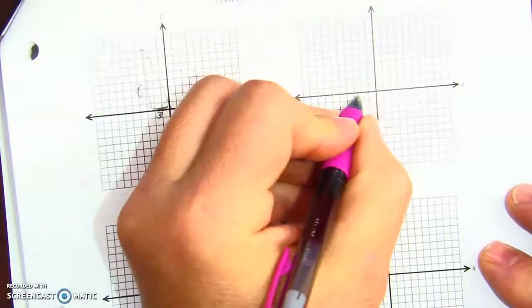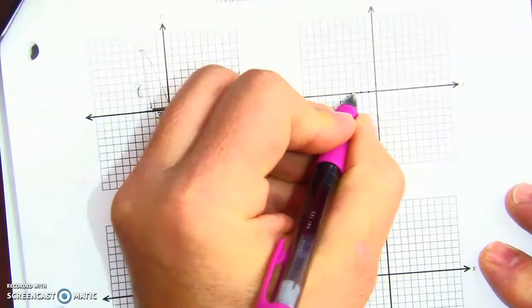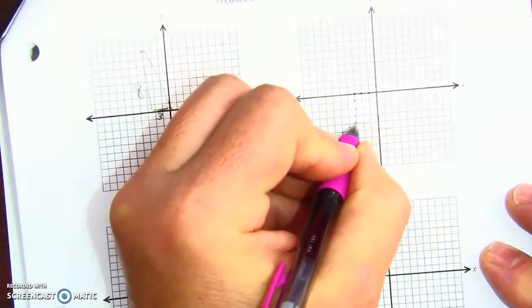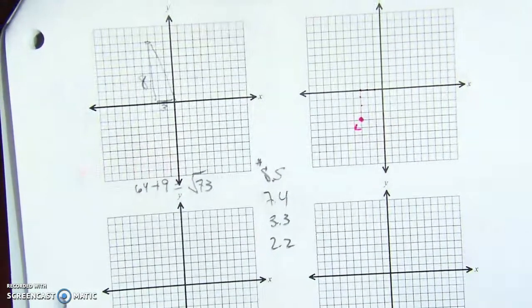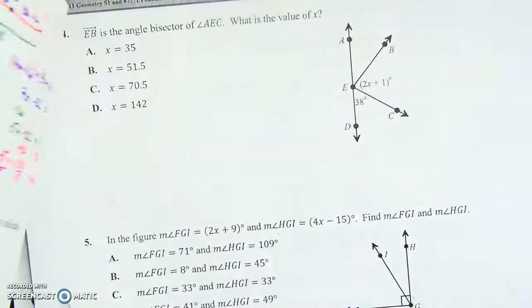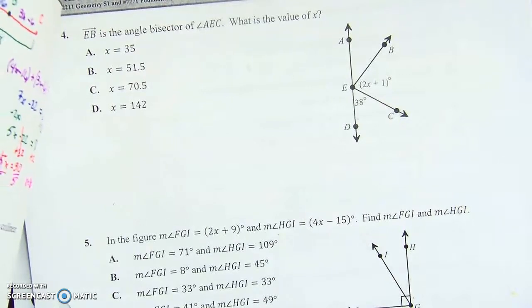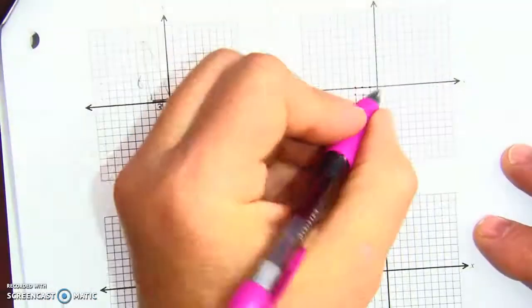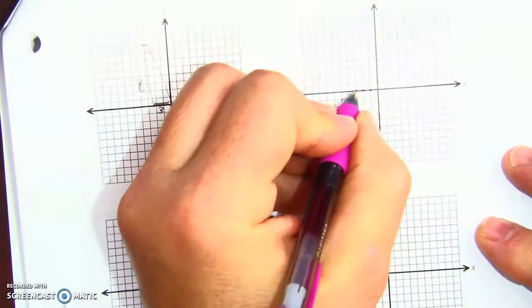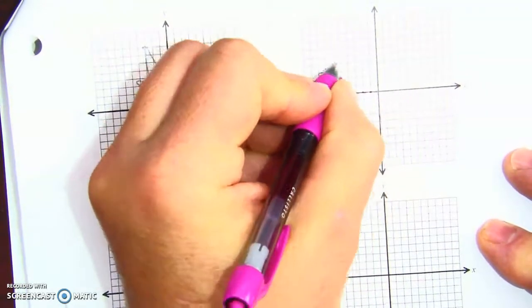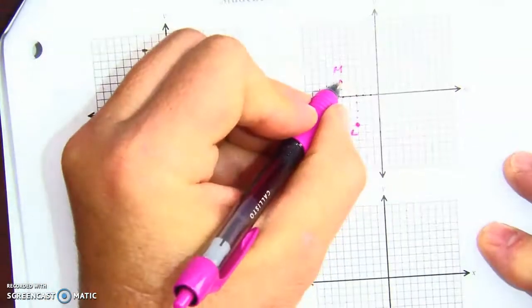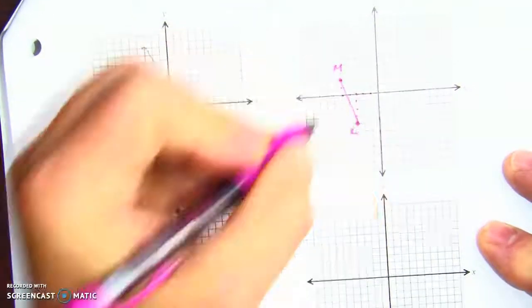So 1, 2, 3, down 4: 1, 2, 3, 4. We'll call that point L. And then the second point that we need to make sure that we have on here is -5, 2, which is M. So -5: 1, 2, 3, 4, 5, and then up 1, 2, and we're going to call this M. Now let me draw a line between those two.